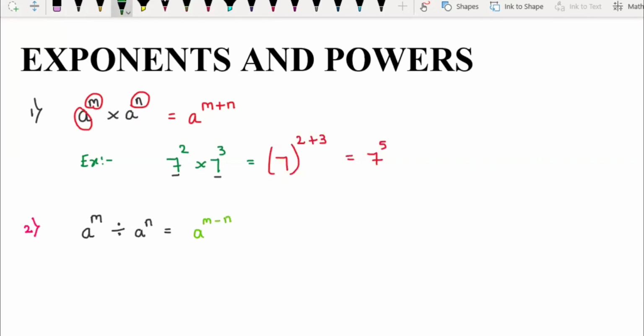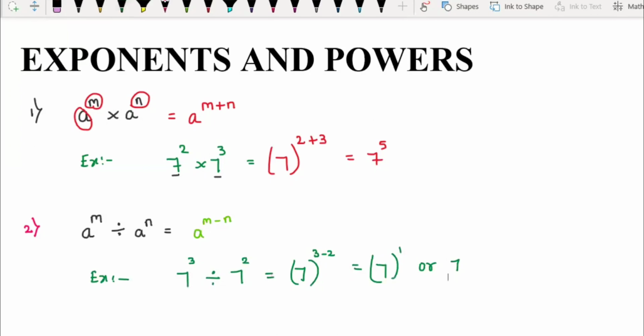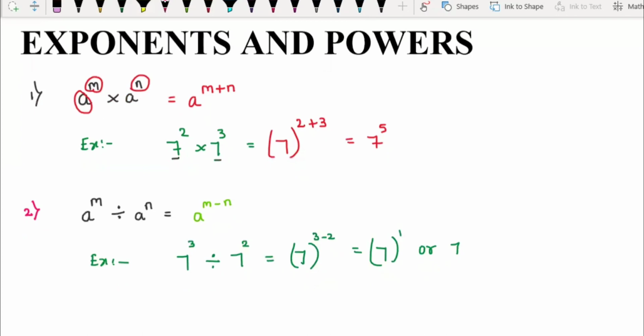That is, a to the power of m minus n will be your formula. Let us take one example. Like the same example, I'm going to consider 7 to the power of 3 divided by 7 square, which is equal to 7 to the power of 3 minus 2, giving 7 to the power of 1. You can write 7 to the power of 1 or just 7. Both are one and the same, it does not make any difference. I hope you got these two laws of exponent.